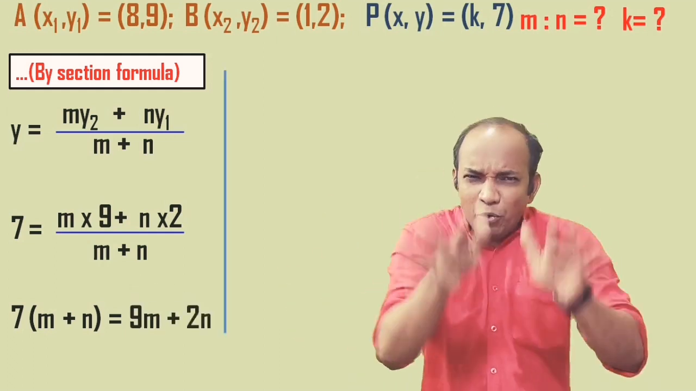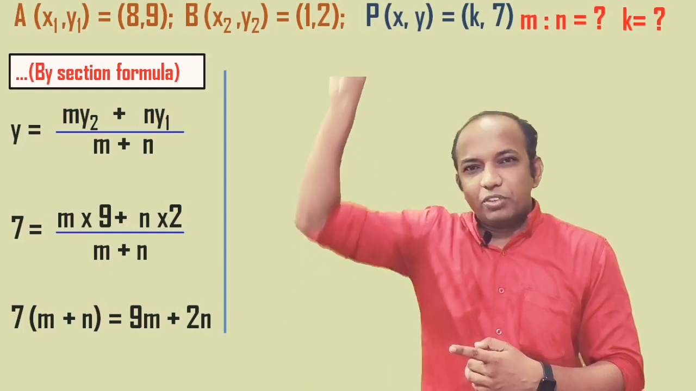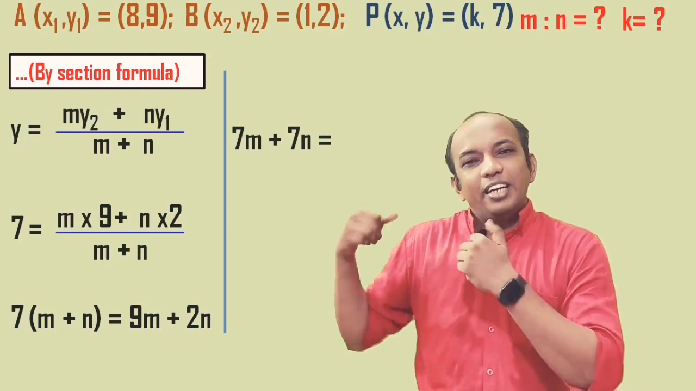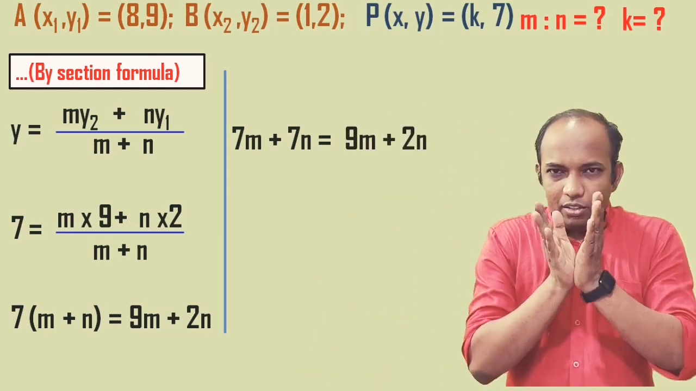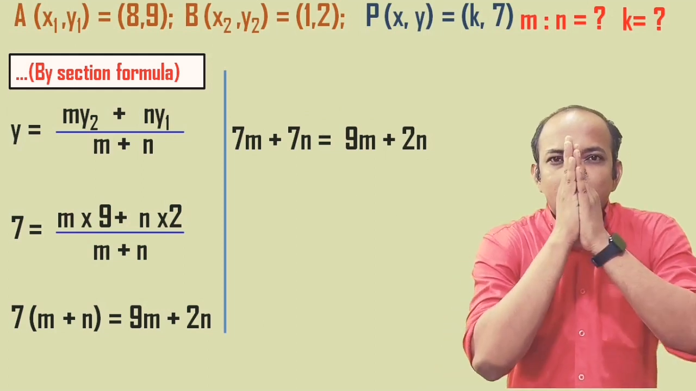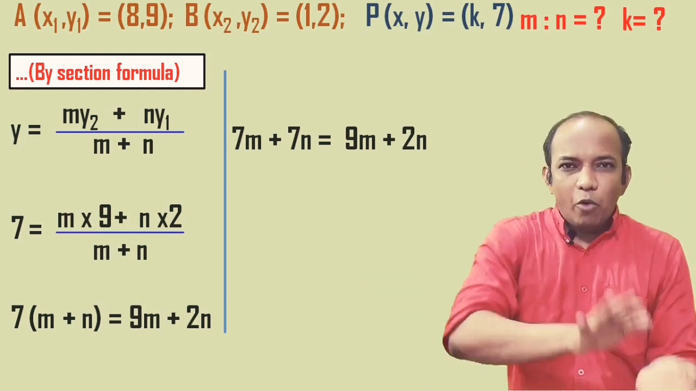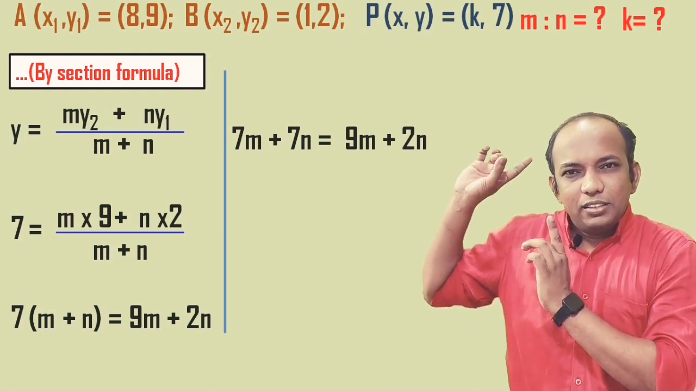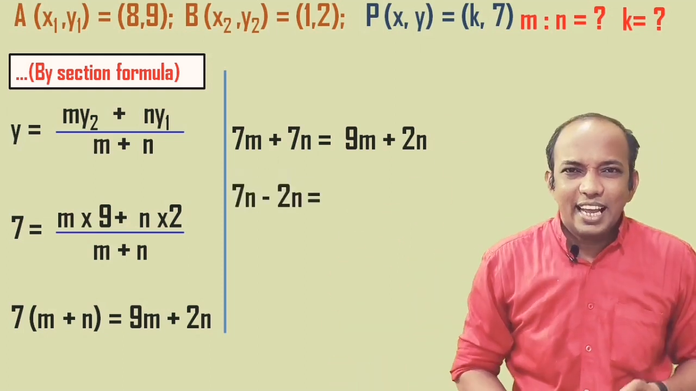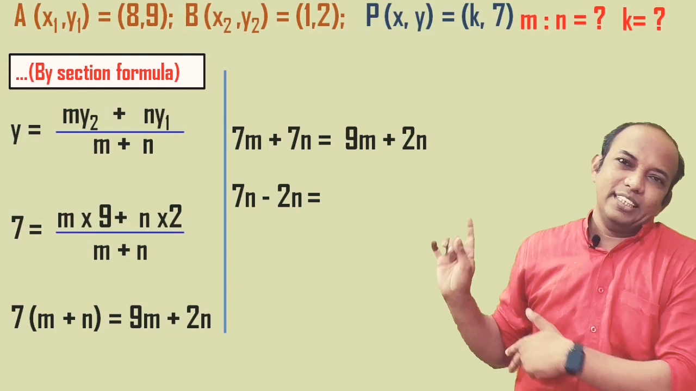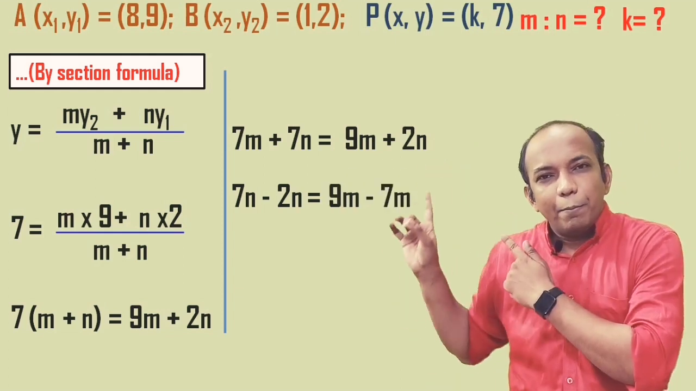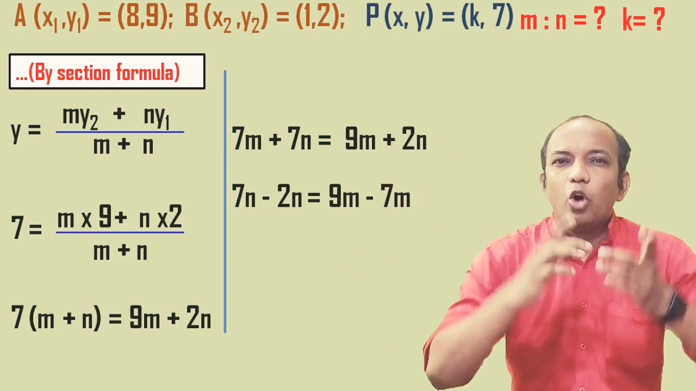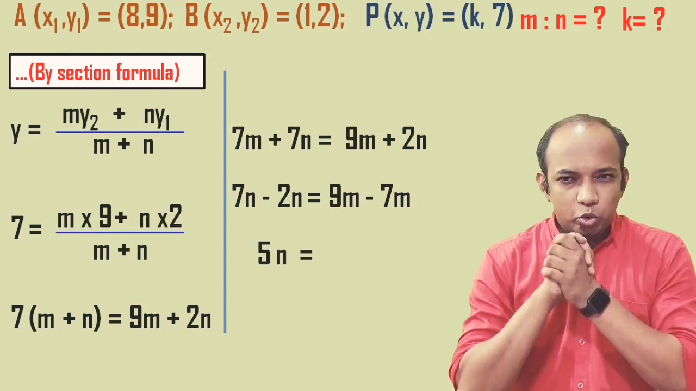Okay. After this we will use the method of multiplication, that is 7 is going to multiply with m also and with n also. As a result we get 7m plus 7n equals to 9m plus 2n. We are with the linear equation. The values of m will be kept on one side and values of n will be on the other side, so that 2n will move to the other side of the equality, that is LHS, and 7m will be moved to the other side. That results in 7n minus 2n equals to 9m minus 7m. After carrying out the operation we get 5n equals to 2m.